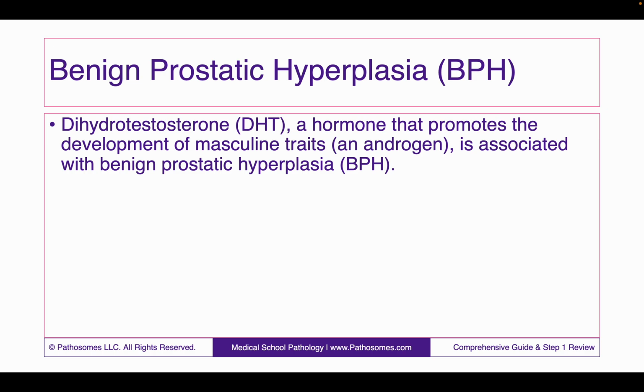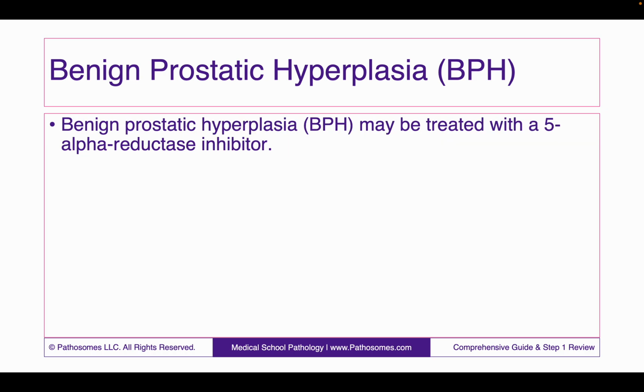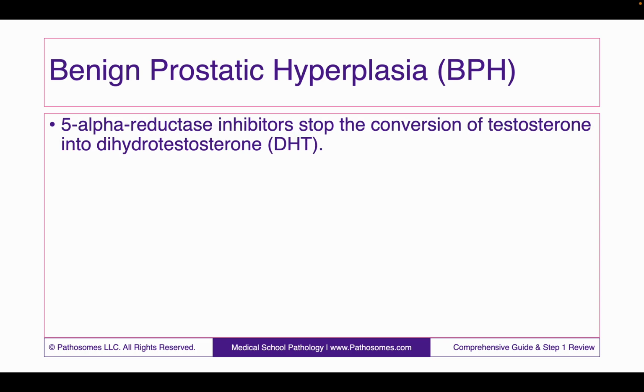Dihydrotestosterone is a hormone that promotes the development of masculine traits like I have. Pass me my axe. And is associated with benign prostatic hyperplasia. Benign prostatic hyperplasia may be treated with a 5-alpha reductase inhibitor, right? You remember that from biochem?